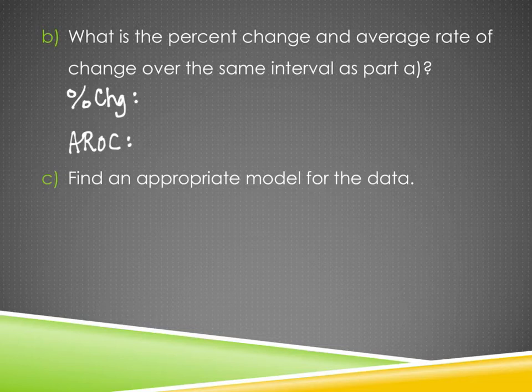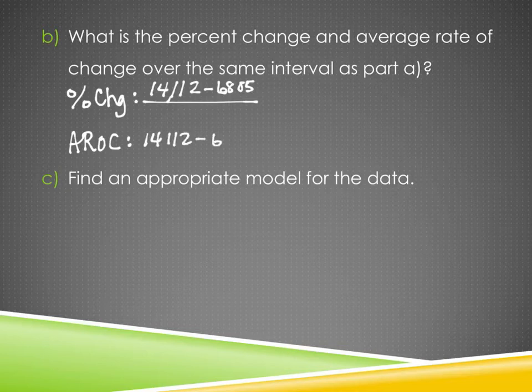So percent change and average rate of change have the same numerator as what we just calculated. You can either write down the 7307, or if you want, you can write down 14,112 minus 6805 as your numerator. Same numerator on both parts, 14,112 minus 6805.